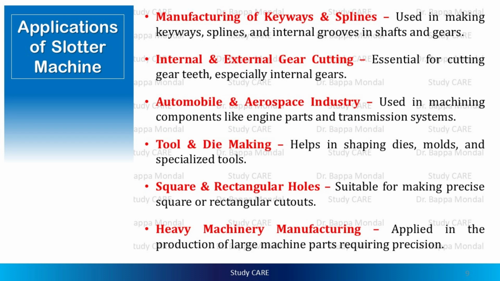Applications of slotter machine. Manufacturing of keyways and splines, used in making keyways, splines, and internal grooves in shafts and gears. Internal and external gear cutting, essential for cutting gear teeth, especially internal gears. Automobile and aerospace industry, used in machining components like engine parts and transmission systems. Tool and die making, helps in shaping dies, molds, and specialized tools. Square and rectangular holes, suitable for making precise square or rectangular cutouts. Heavy machinery manufacturing, applied in the production of large machine parts requiring precision.